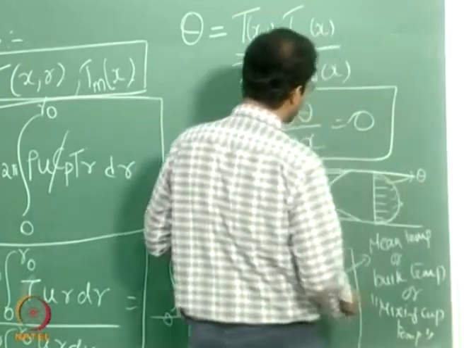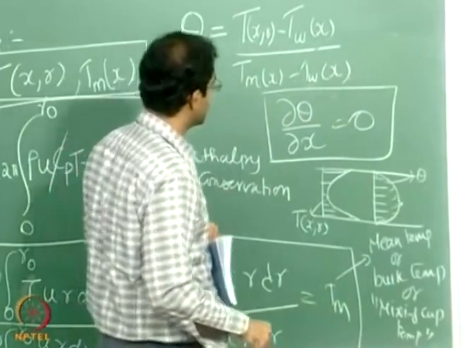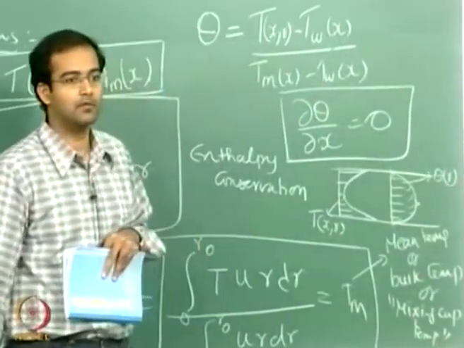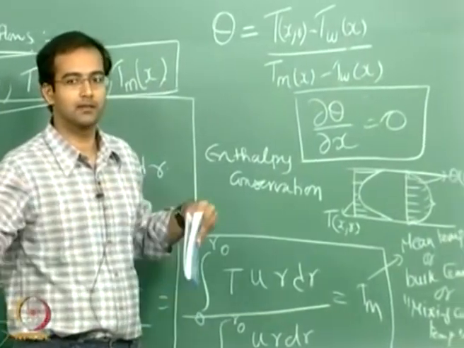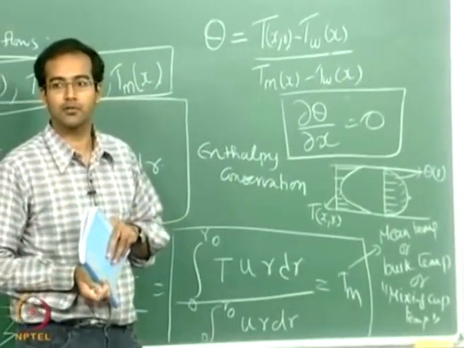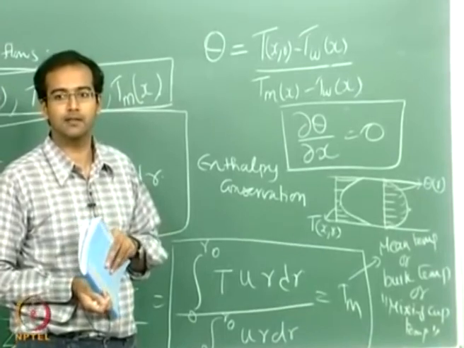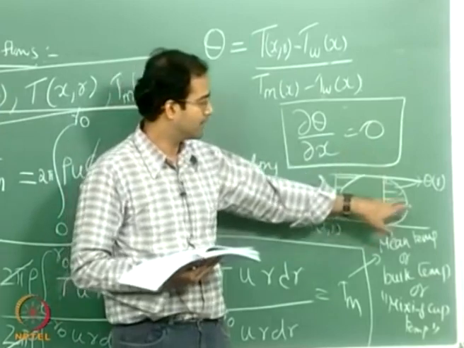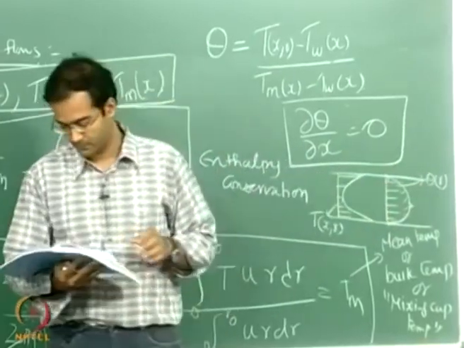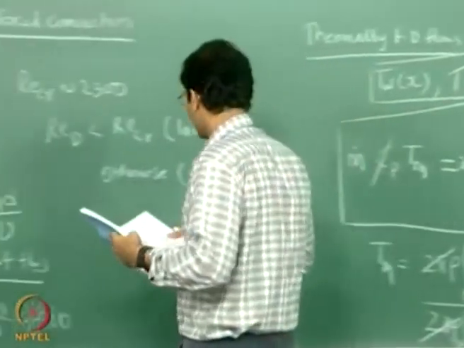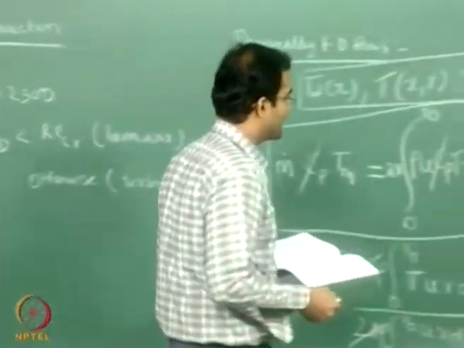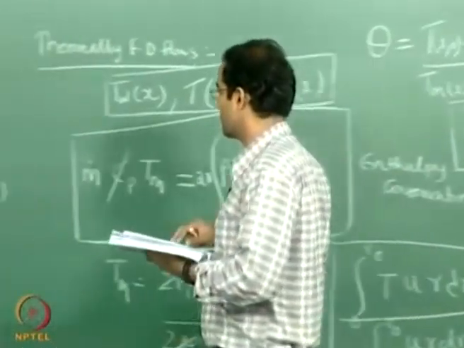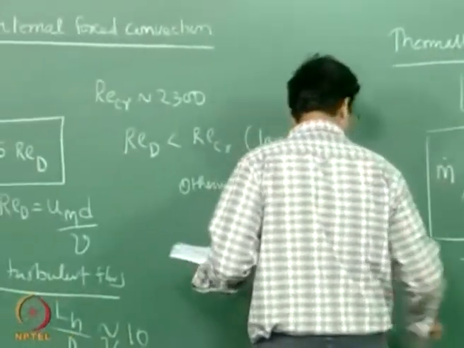Now once you plot theta, this theta should be only a function of r in the thermally fully developed region, because the non-dimensional temperature profile should not vary with respect to x. That is the condition which satisfies the thermally fully developed region. So this should be a function of only r. Based on this we can now define a criteria for the heat transfer coefficient in the fully developed region.